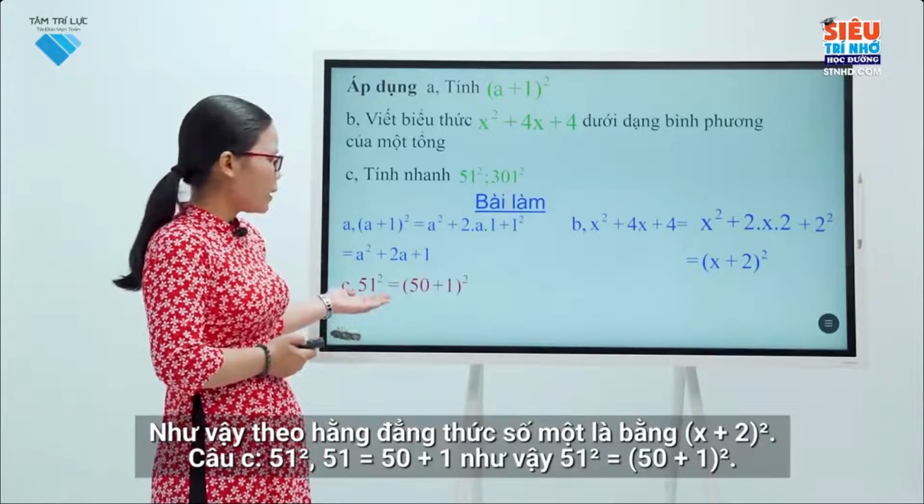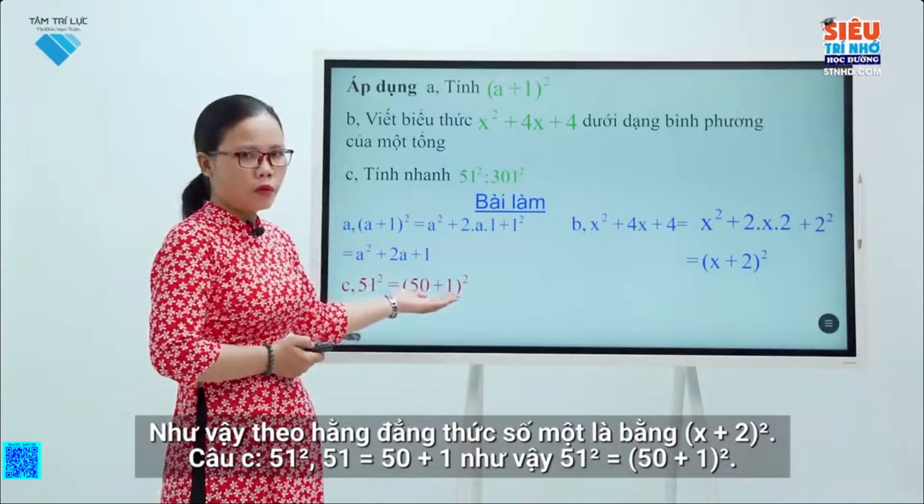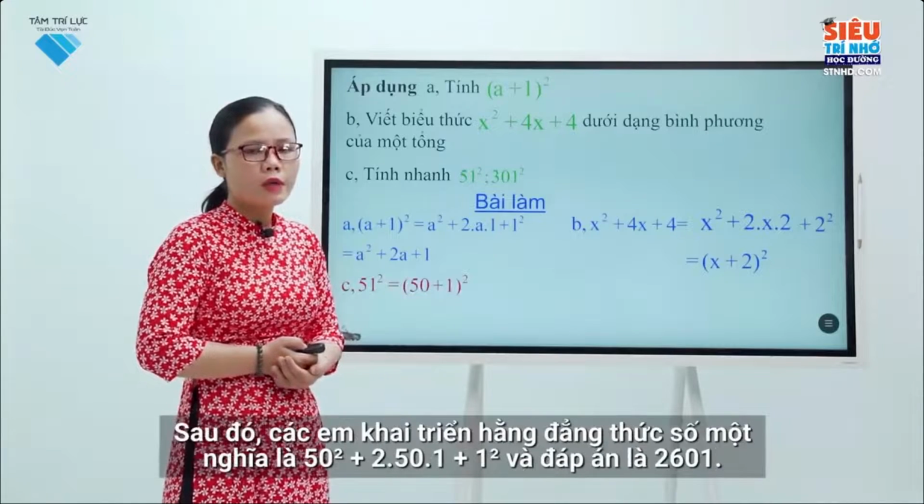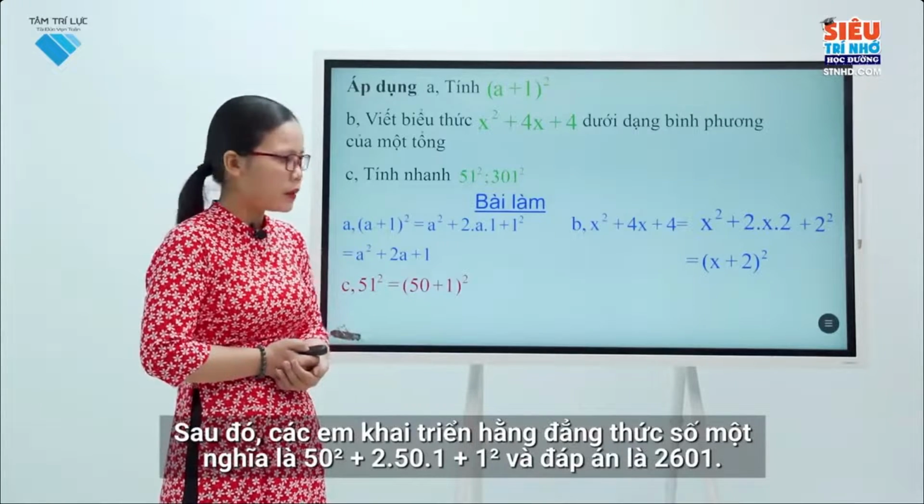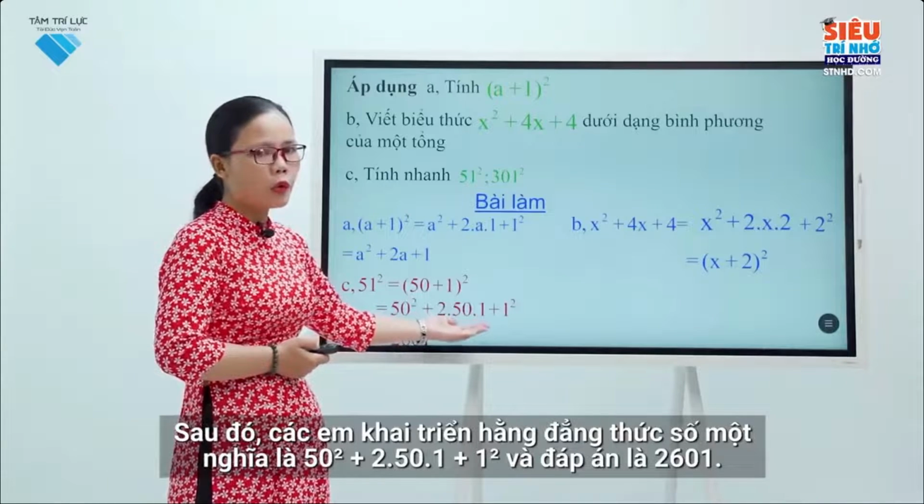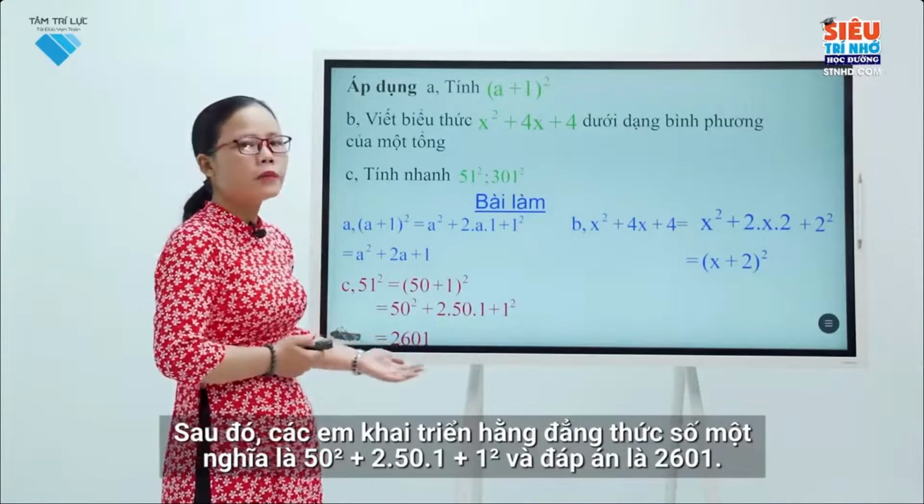Question C. 51 squared. 51 equals 50 plus 1. So 51 squared means (50 + 1) squared. Then you expand with the identity number 1, meaning 50 squared plus 2 times 50 times 1 plus 1 squared. And the answer is 2601.